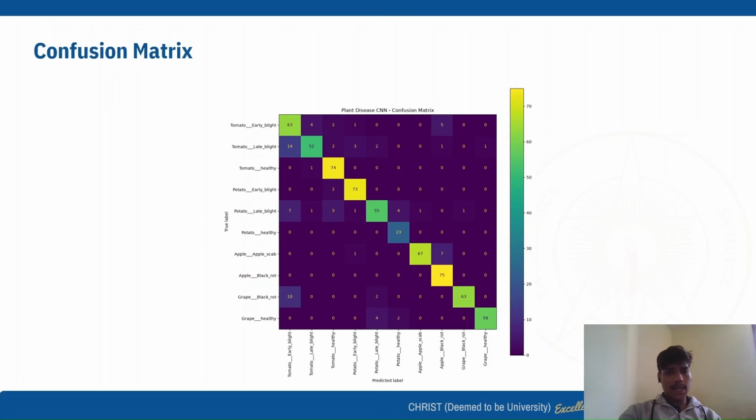So the next part will be carried out by Rishi. Rishi will discuss the class-wise results along with the limitations and real-world impact of the model.